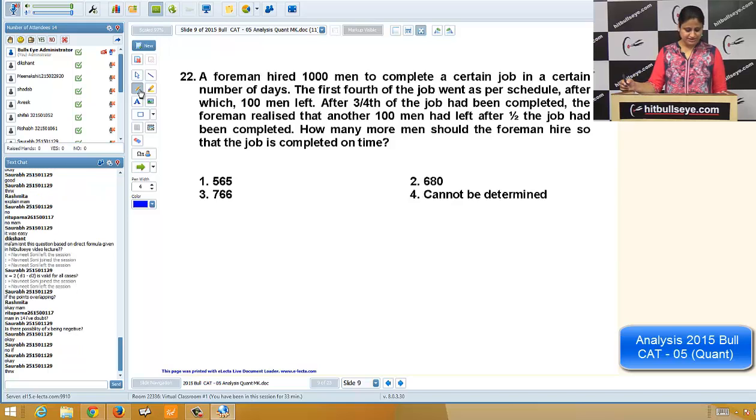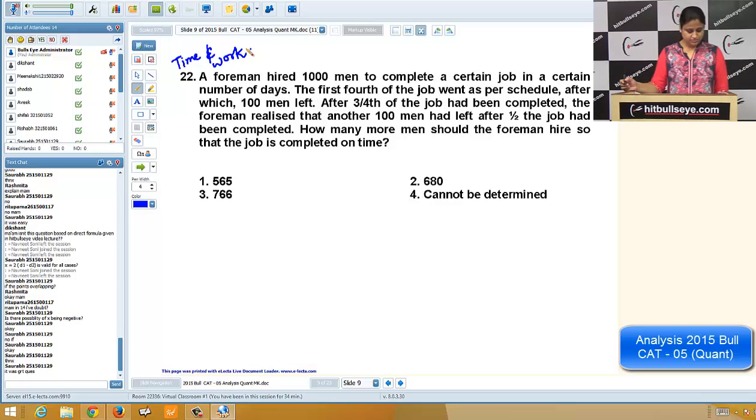Okay, question number 22nd, any problem? My pleasure, Saurabh. 22nd. Now, it was a good question on time and work. Yes, actually, it was a good question.